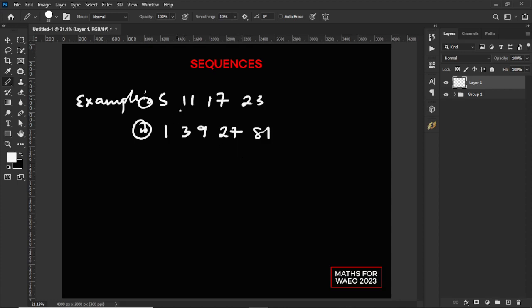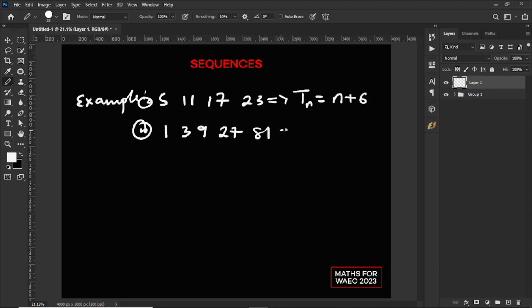So what can you say about this first one? Sir, the first one is increasing by adding 6. It is adding by 6, right? Yes, sir. Okay, so what will be the formula here? That will be T of n is equal to n plus 6, right? Yes, sir.